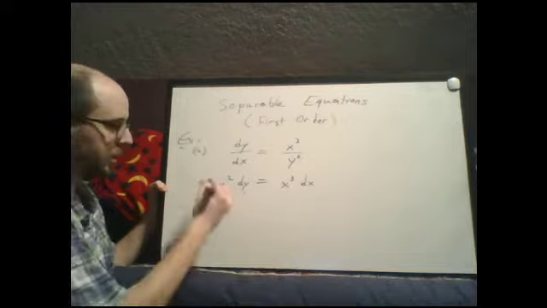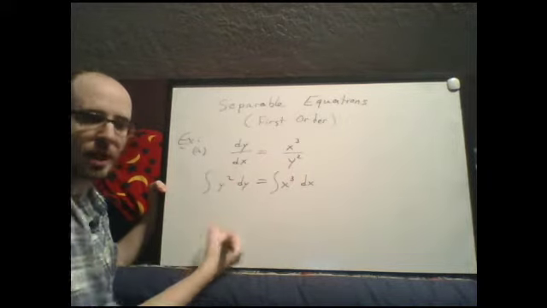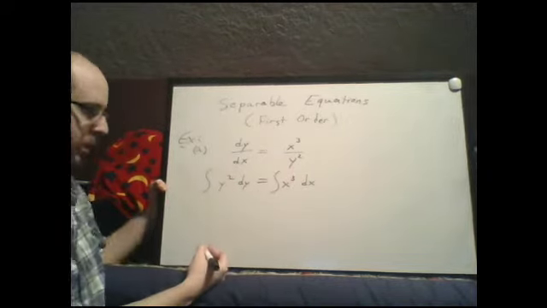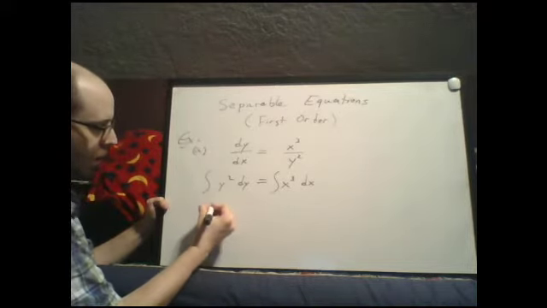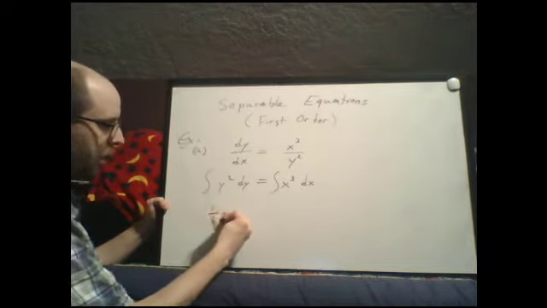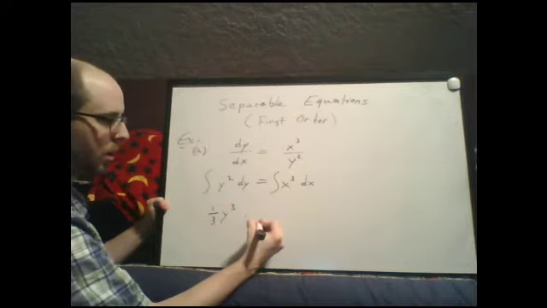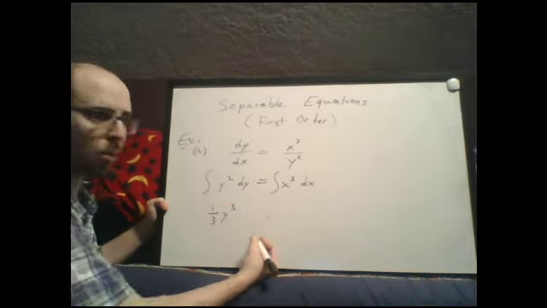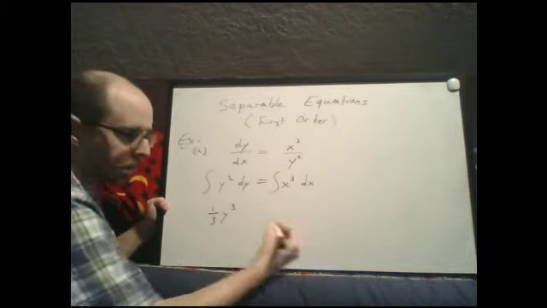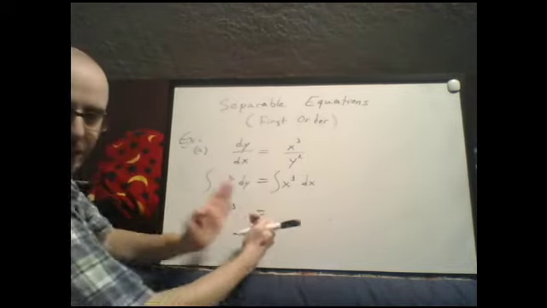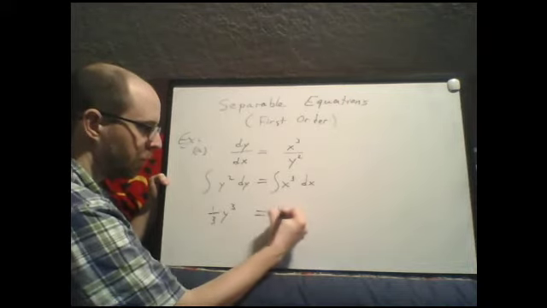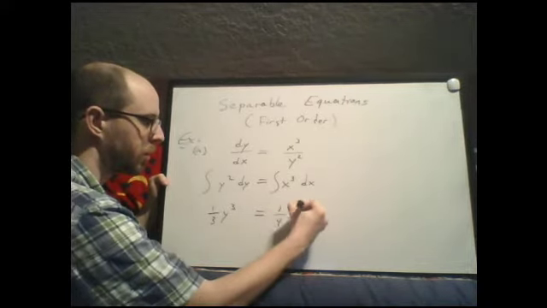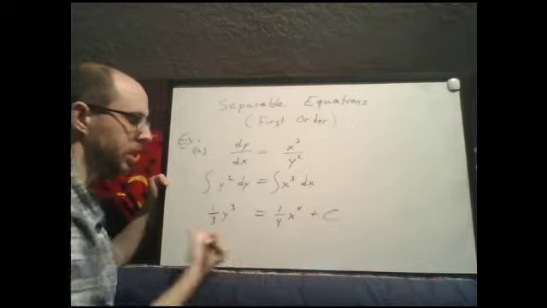And then what I do next is integrate both sides of the equation. So that would give me 1/3 y cubed. I need to put a constant somewhere, but I'm just going to do it on one side of the equation. I'm just going to consolidate my constants on one side. So this equals 1/4 x to the 4th plus a constant c.